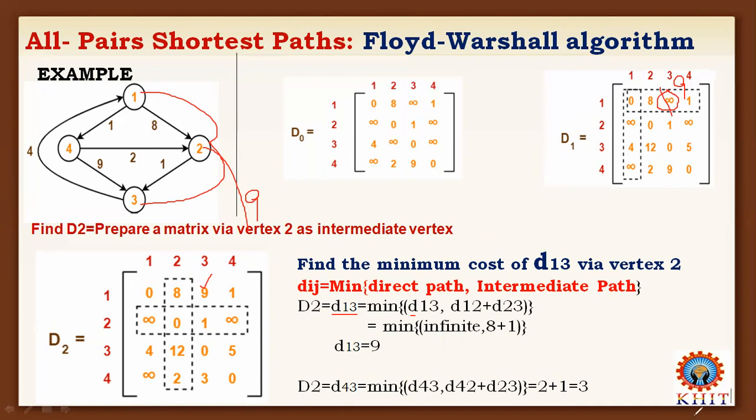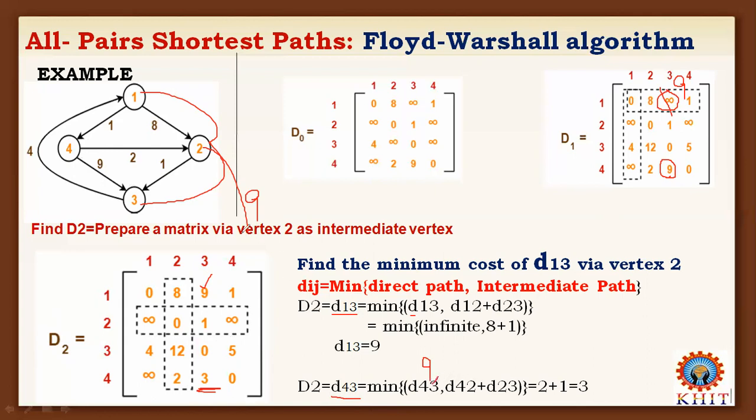Okay. Next, find the minimum cost from 4 to 3. Fourth row, third column. So check whether these two values. Here, the value 9 is to be replaced with 3. Now we will see how it is formed. That means find the distance from vertex 4 to vertex 3. Direct path. Verify, analyze whether the direct path exists from vertex 4 to vertex 3. Vertex 4 to vertex 3 direct path exists. So the value of 4 to 3 is 9.